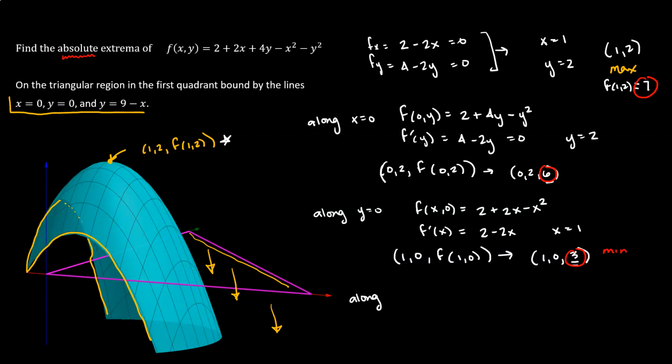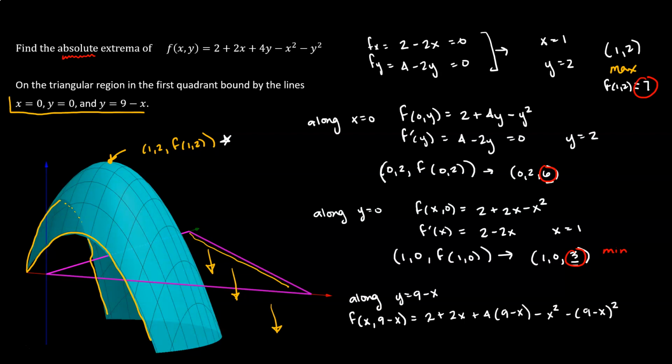Let's look along y equals 9 minus x. Now, plugging this into our function, we're keeping x as x, y is being replaced with 9 minus x. Essentially, we're creating a function of only x again, and that function will look like 2 plus 2x plus 4 times (9 minus x) squared minus (9 minus x) squared.